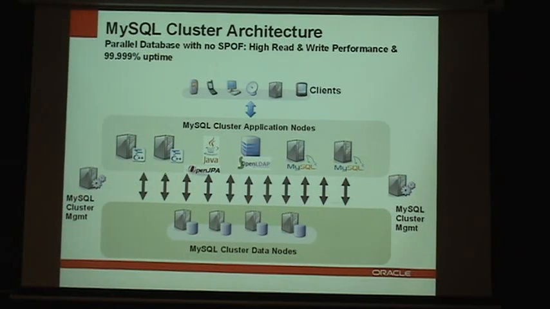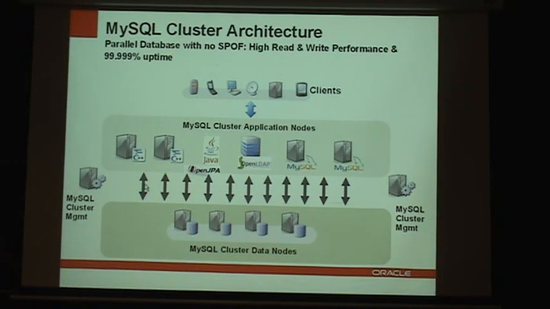So overall, here's the architecture. No single point of failure. Your clients could be cell phones, regular clients, et cetera, coming through the API layer, and then on through into the clustered nodes, the data nodes, which is where the data is held. Then off to the side, we have our cluster management for monitoring and making sure the applications are fully aware and being able to maintain those.